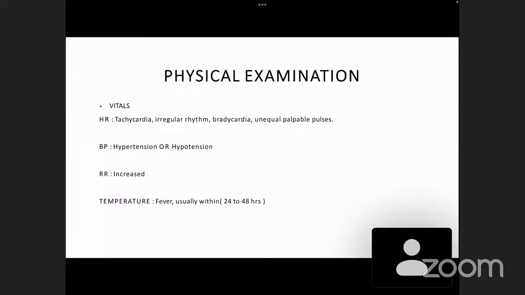Upon physical examination, the vitals: heart rate might be tachycardic, irregular rhythm, bradycardic, unequal palpable pulses, depending on the cause. Blood pressure, hypertension or hypotension. The respiratory rate will be increased. The temperature will be normal, but fever may occur from 24 to 48 hours.